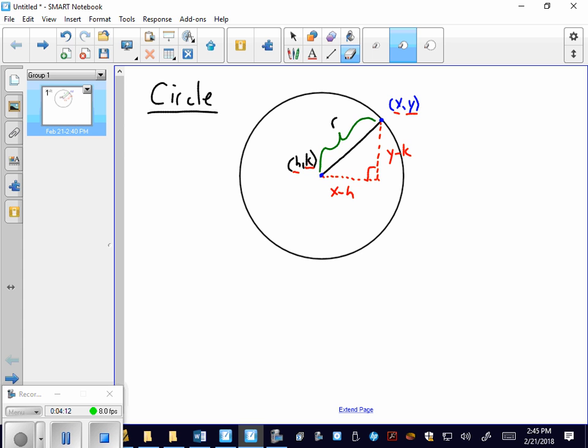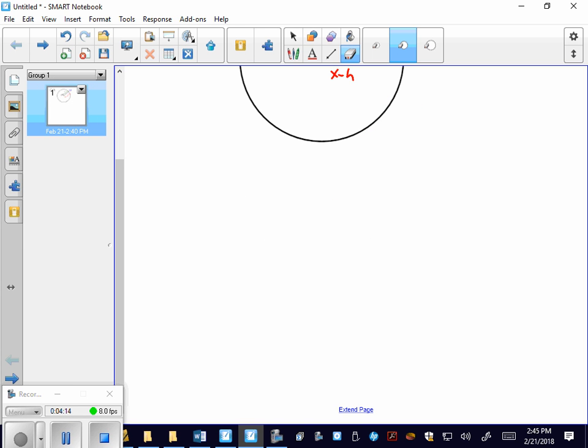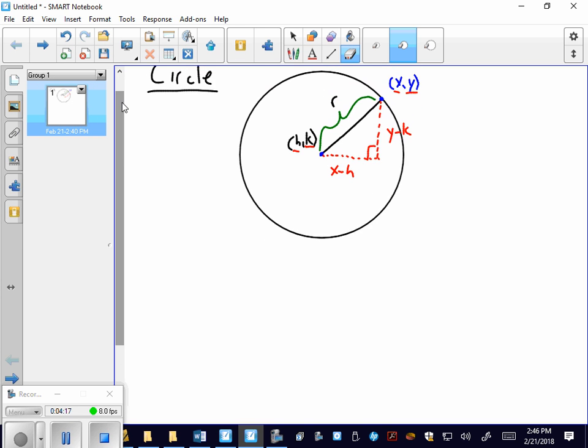If we put all this together with the Pythagorean theorem, the Pythagorean theorem says, if I take one side of the right triangle squared plus the other side of the right triangle squared, that has to equal the hypotenuse squared. So what I have for a circle is x minus h, that's the first side, squared, that's like your a squared, plus y minus k, which is like your b squared, and that equals r squared.